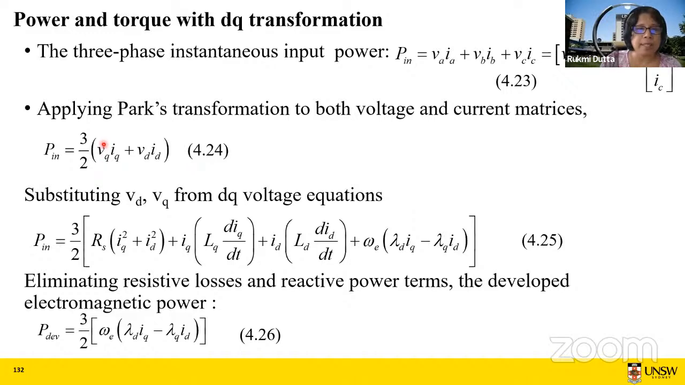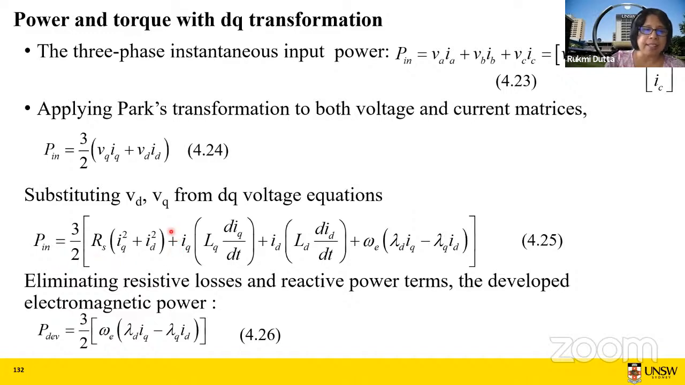And we know what VQ and VD are. So we can replace the VD, VQ from our previous voltage equations that we have seen in the last slide. And if we substitute them here, the power equation will become something as shown here. It may look very complex at first, but if you look a little more closely, you will see clearly what these three terms actually mean. Remember, this is our input power to the motor.